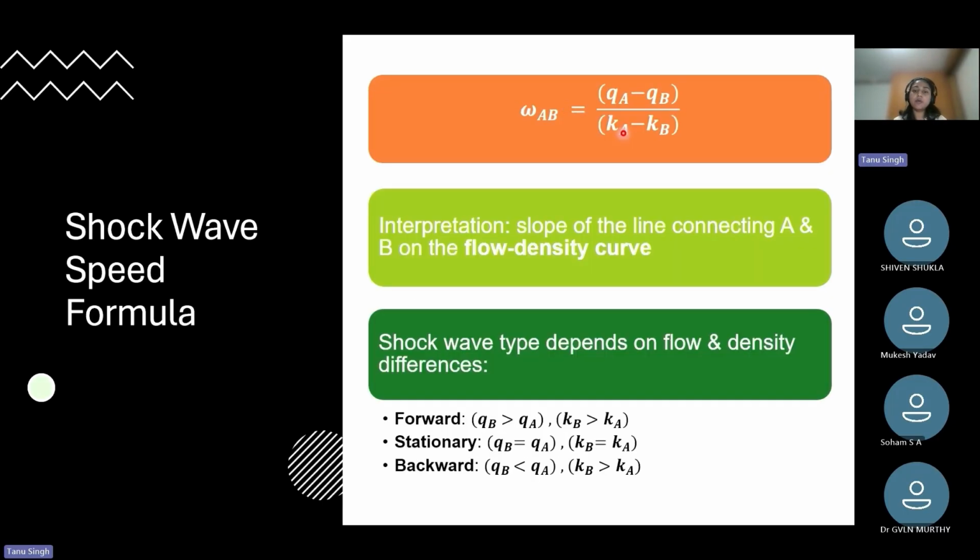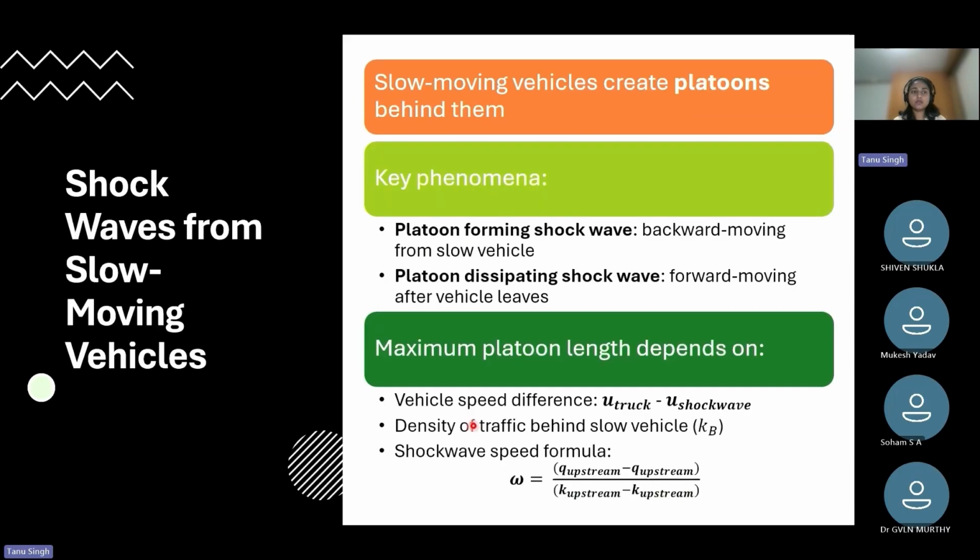And depending upon whether the flow is greater at B or less than at A, we define three different conditions, that is forward, backward, or stationary. So this was all about the two conditions.